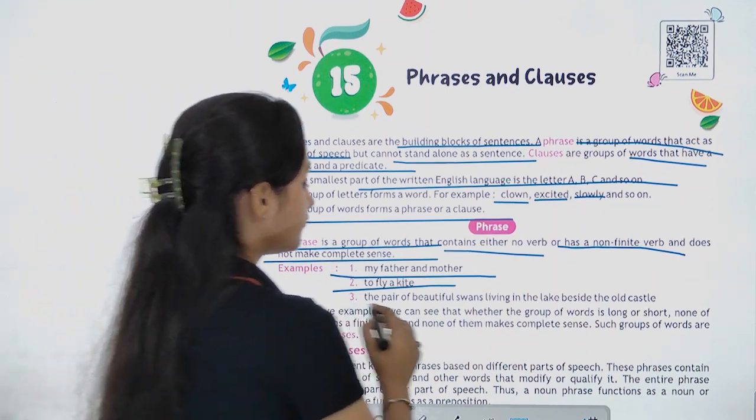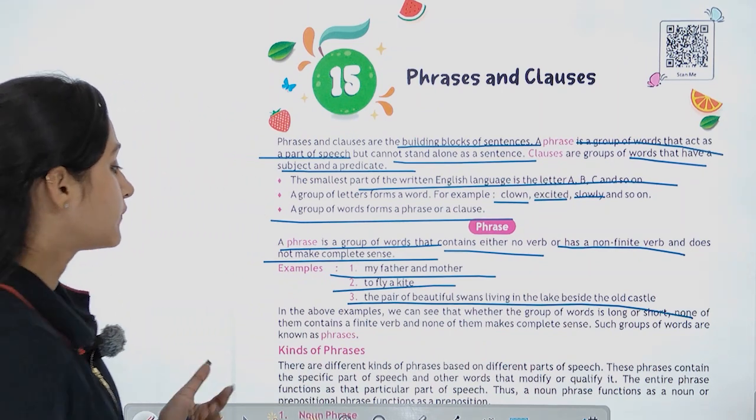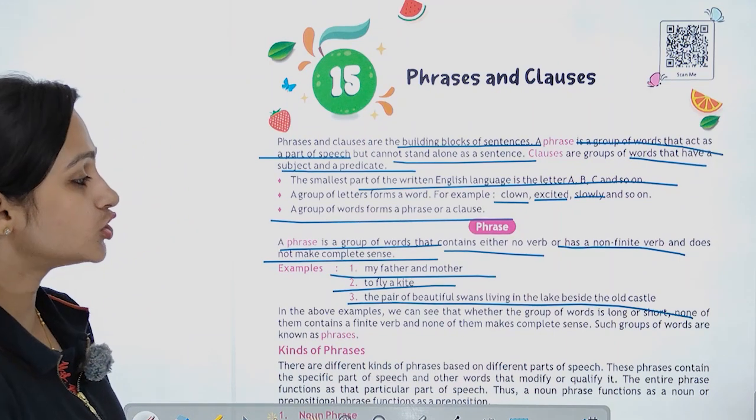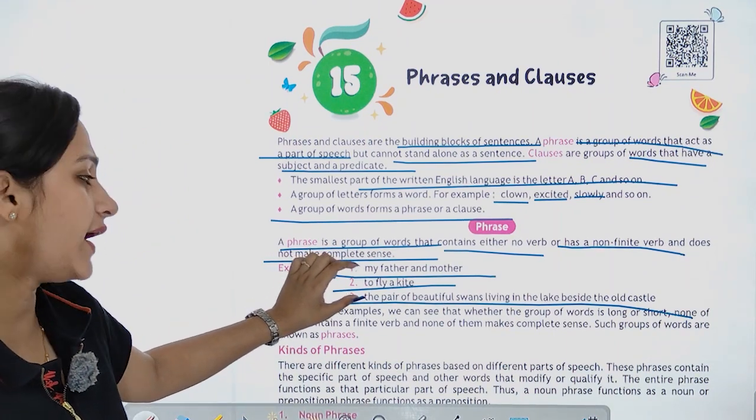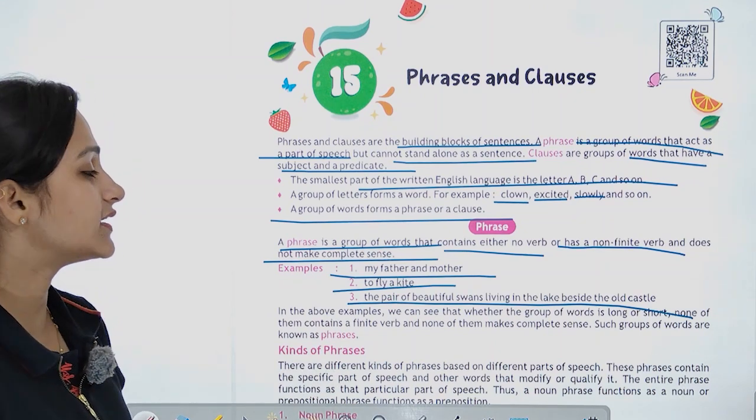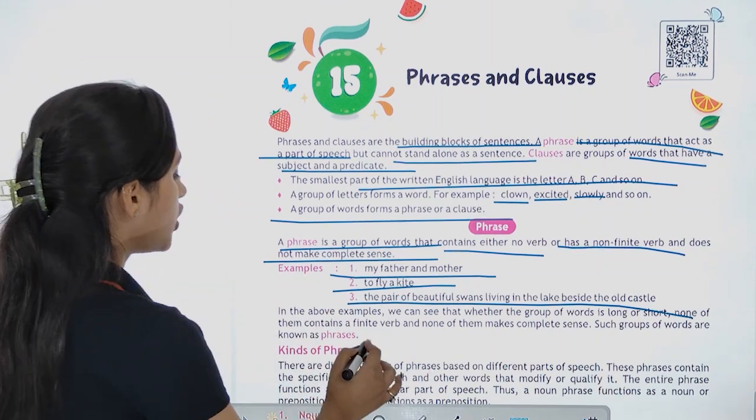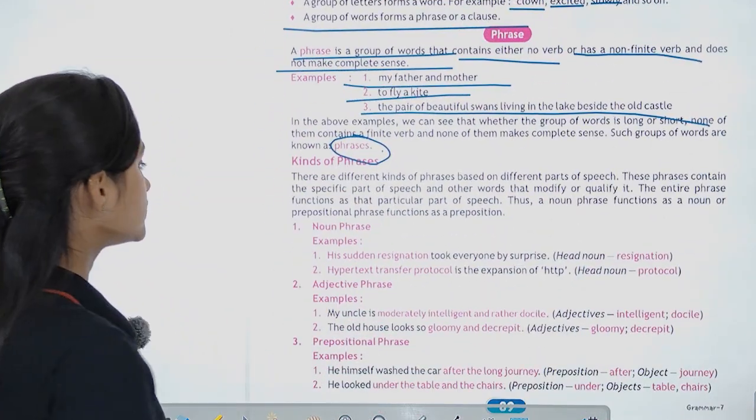The pair of beautiful swans living in the lake beside the old castle. So in the above examples, we can see that whether the group of words is long or short, none of them contains a finite verb. इसमें किसी में भी finite verb है ही नहीं. And none of them makes a complete sentence. इनमें से कोई भी sentence पूरा एक complete sentence बना ही नहीं रहा. Such group of words are known as phrases. इन group of words को क्या कहते हैं? Phrase कहते हैं.